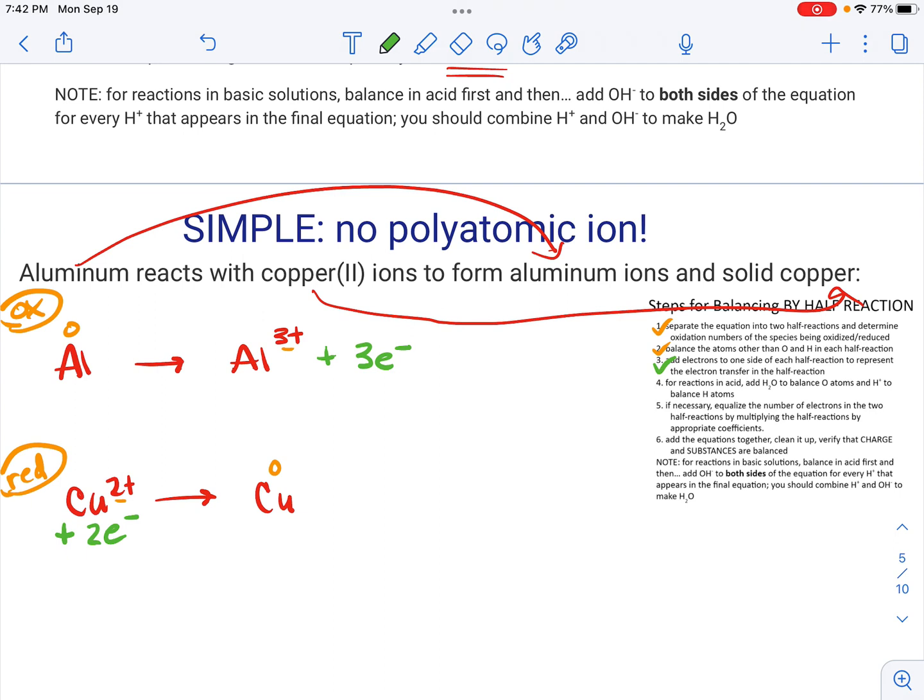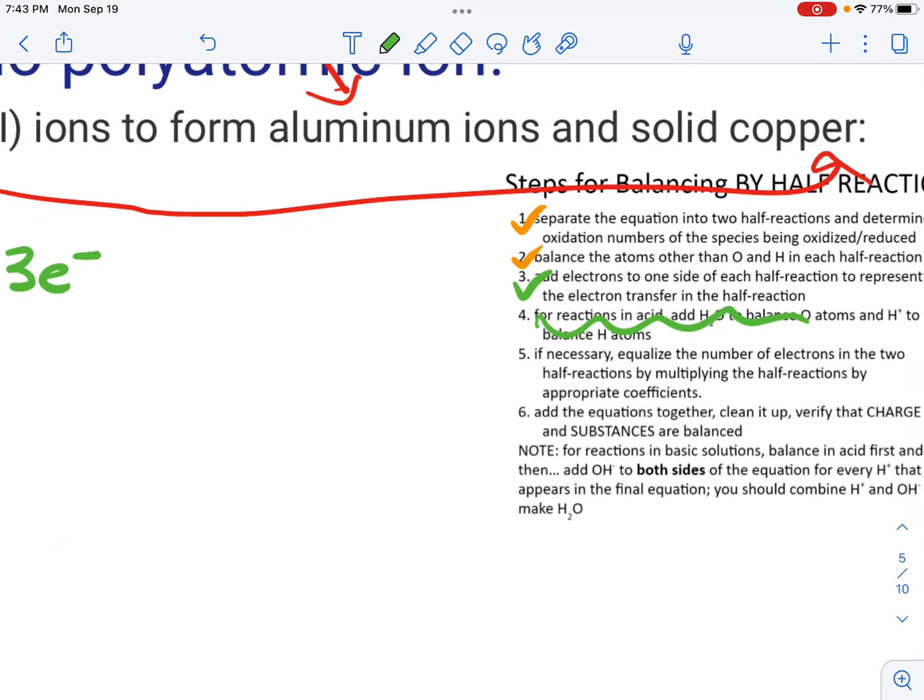Now it says for reactions in acid, we have no hydrogens or oxygens, so we don't need it to be acidic or basic, and we don't have any other atoms to balance. So this step is irrelevant in here. But let's look at step 5.